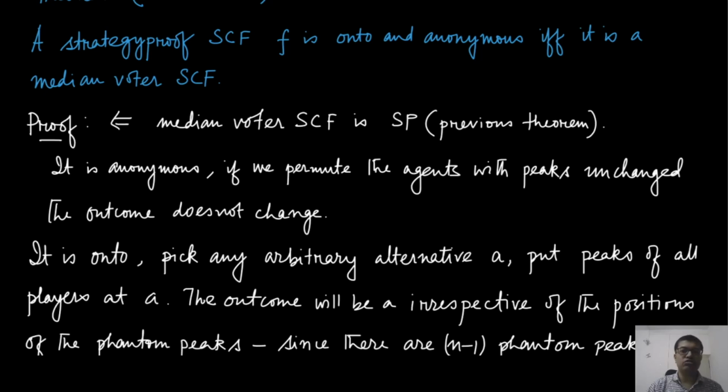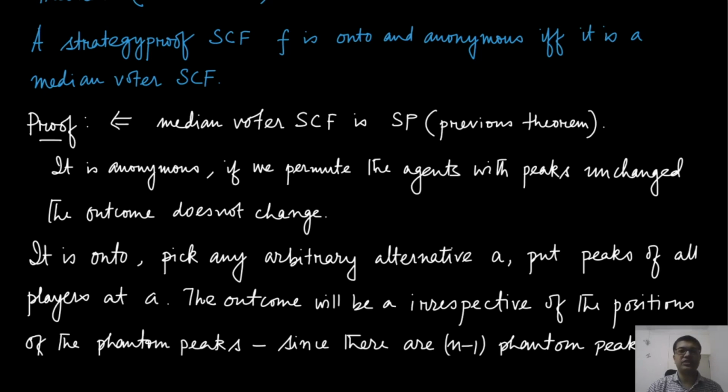It is also onto. If you want to pick any arbitrary alternative A, then you may put the peaks of all the players at that position, at that A. The outcome will be A irrespective of the positions of the phantom peaks, because the median is always going to be that alternative A. So therefore it is of course onto. So that was the easier direction.